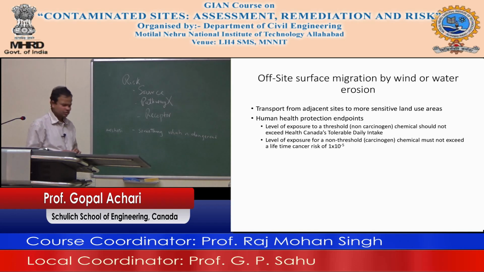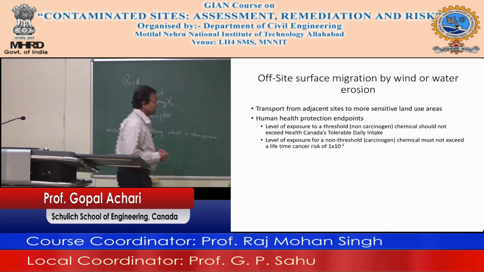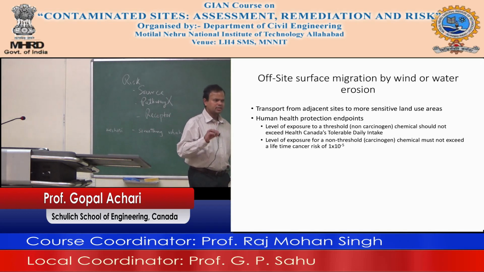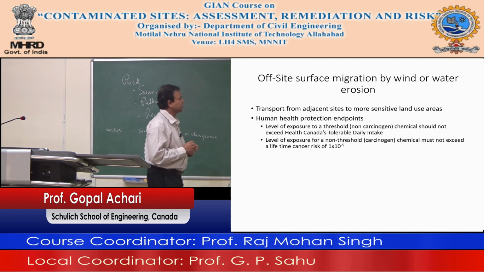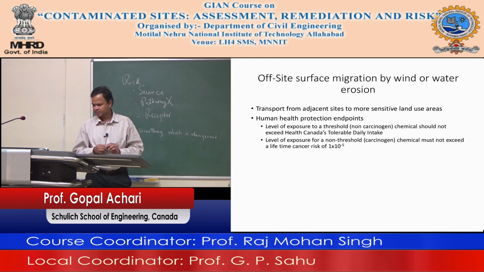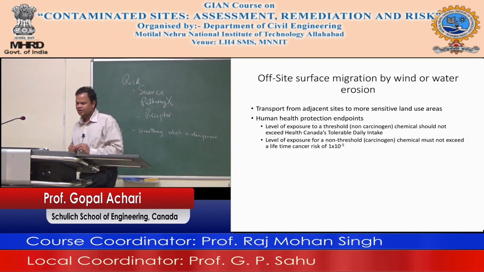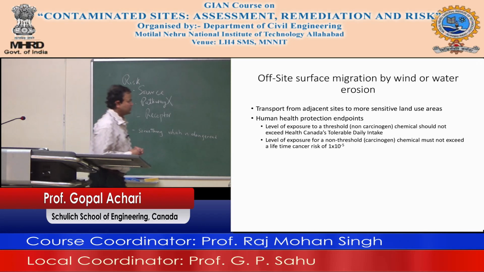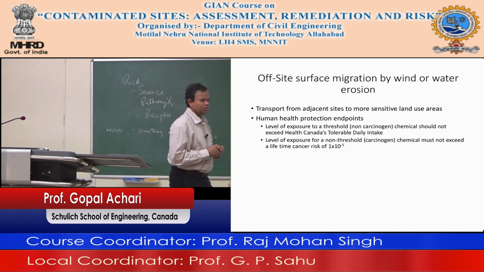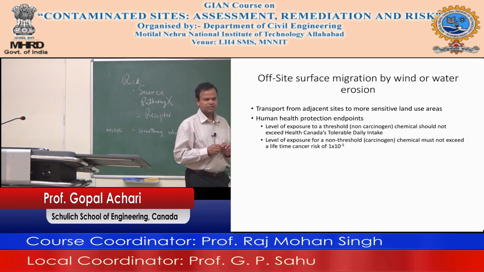The human health protection endpoints. Now, this is important. On the risk side, there are two categories, the non-carcinogens and the carcinogens, so the cancer-causing and the not cancer-causing. For the level of exposure of a chemical that does not cause cancer, we define what is known as a tolerable daily intake, or TDI. Okay, and I can give some examples of how a TDI is done.